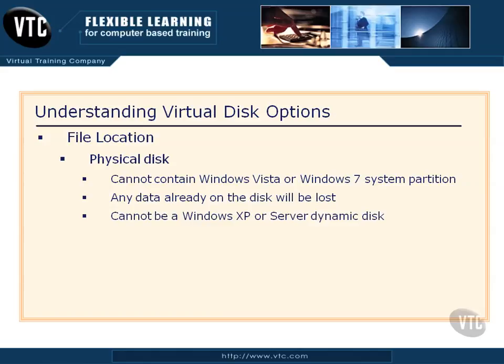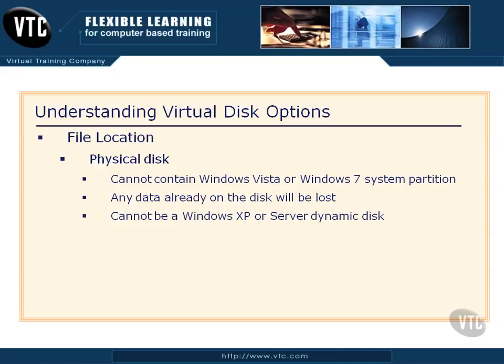Also, it cannot be a Windows XP or a Server dynamic disk. Now in these operating systems, Microsoft offered us the capability of having either a basic disk or a dynamic disk. And a dynamic disk had some fault tolerance functionalities to it, had some other things to protect when you're spreading data across volumes and all sorts of things. And so when you install these products, by default it was a basic disk. You could go in through the disk management tool, turn it into a dynamic disk, and get more functionality. However, you can't use a dynamic disk as a virtual disk using VMware Workstation.